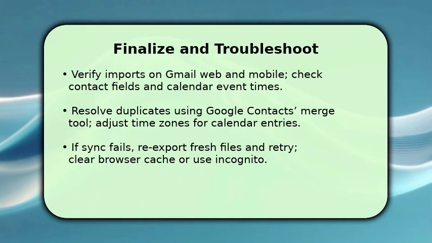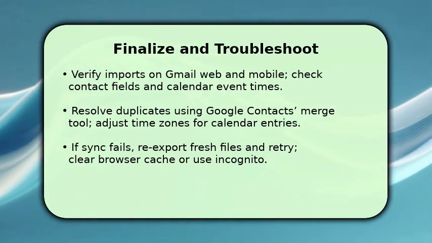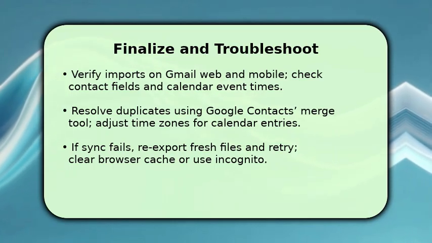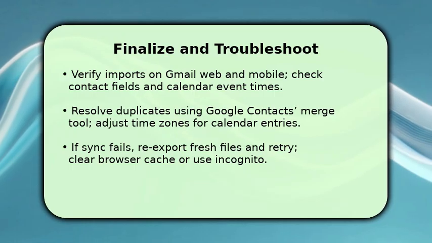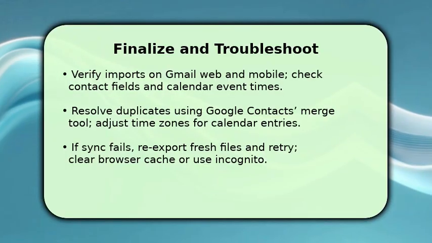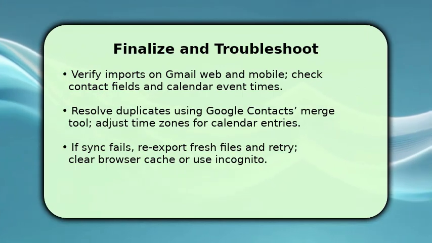Now verify imports on both Gmail web and the mobile app so entries appear correctly. Check phone numbers, emails, and calendar times. If you see duplicates, use Google Contacts' Merge Duplicates tool, and make sure calendar time zones match your events to avoid shifts. If something goes wrong, re-export fresh VCF/ICS files from iCloud and retry the import.